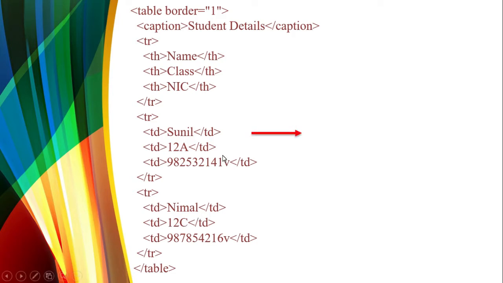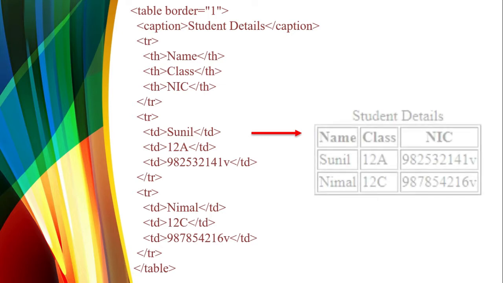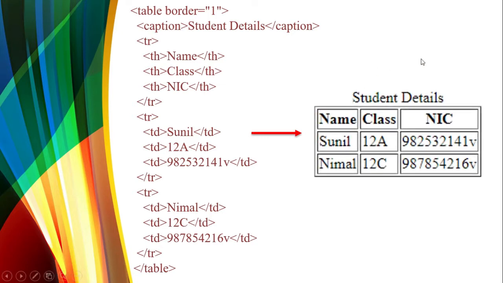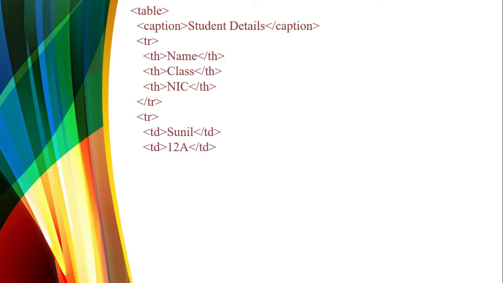When we run this code, we can get the output like this. You can see the title of the table is student details and there are three columns: name, class and NIC. When we use the th tag, this text is automatically centered and also these texts are bold by default, and also there are two records like this. Let's see another example.